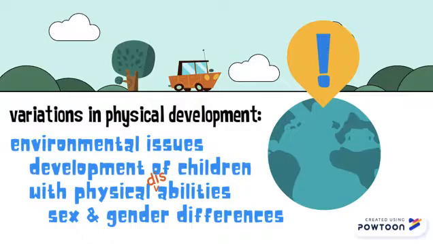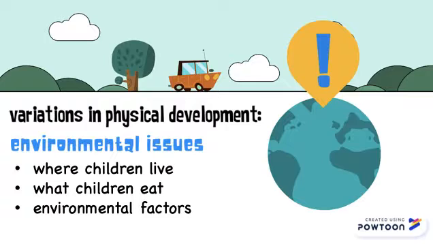However, as I mentioned earlier in the video, children development can have some variation. The variation can be affected by some combination of external and internal factors. And they are environmental issues, development of children with physical disabilities, and also sex and gender differences. Let's look at them one by one shortly.